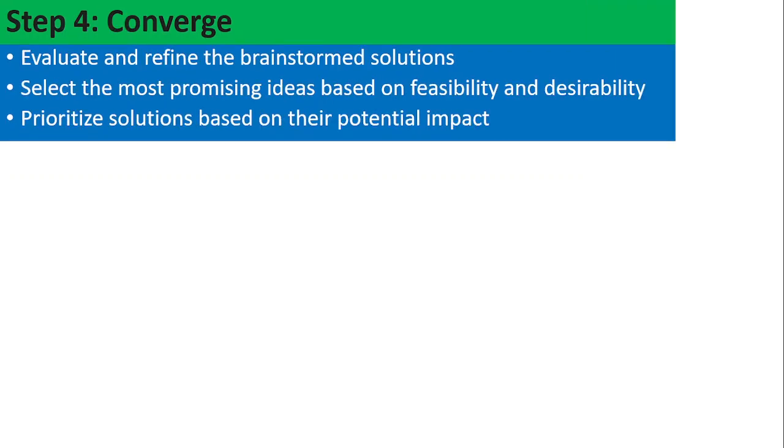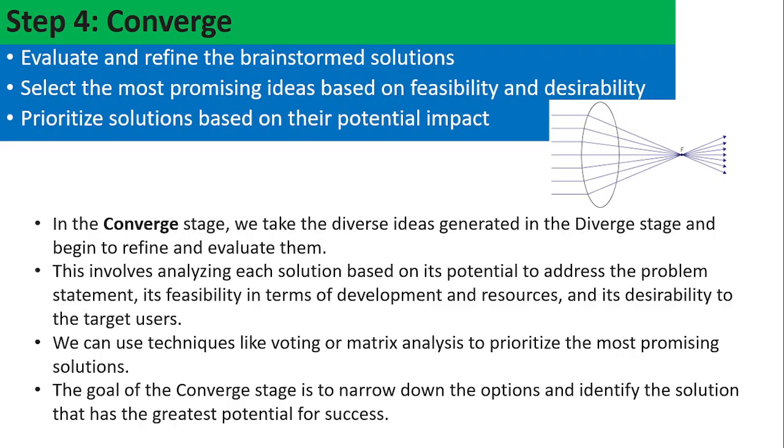Then converge. How do you converge? Yes, evaluate and refine the brainstormed solutions. Select the most promising ideas based on feasibility and desirability. In the converge stage, we take the diverse ideas generated in the diverge stage and begin to refine and evaluate them. This involves analyzing each solution based on its potential to address the problem statement, what we wrote with the how might we problem statement.